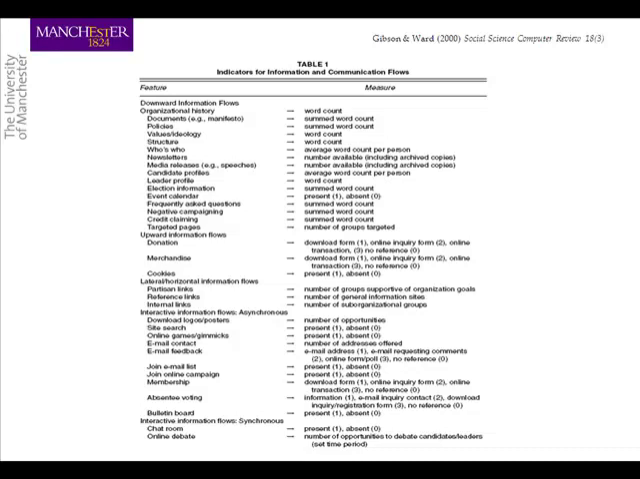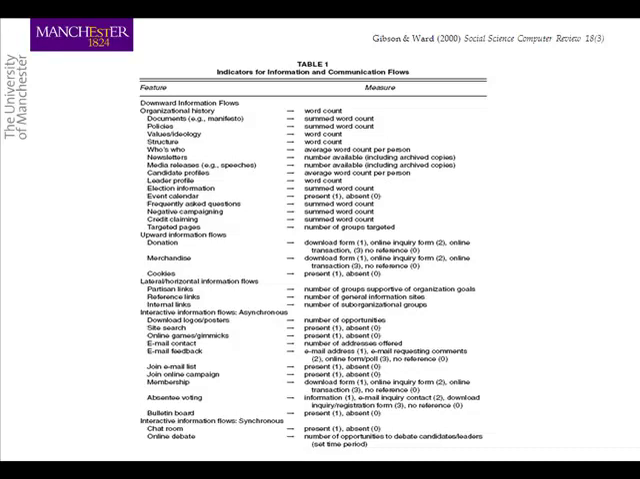Well, the idea is that we've divided websites into downward information flows, upward information flows, some kind of lateral or horizontal information flows, and then some kind of interactive information flow. And then the idea is that you look and you say, well, on the site, what can we fit into the downward information flow?